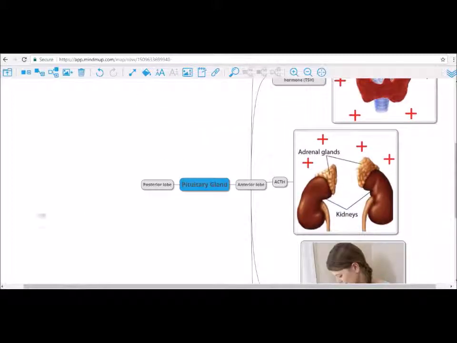So if we move on then to look at the posterior lobe of the pituitary, we're just looking at 2 hormones here. And the first one is called oxytocin. And oxytocin is another hormone that's specific to females. And what oxytocin does is it works in 2 ways, and it relates to childbirth and breast milk production.